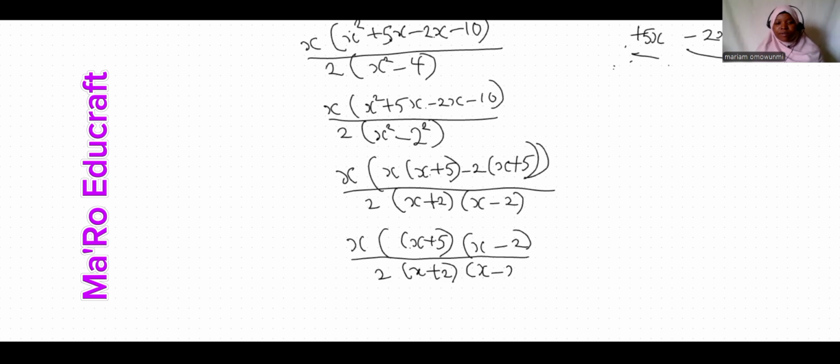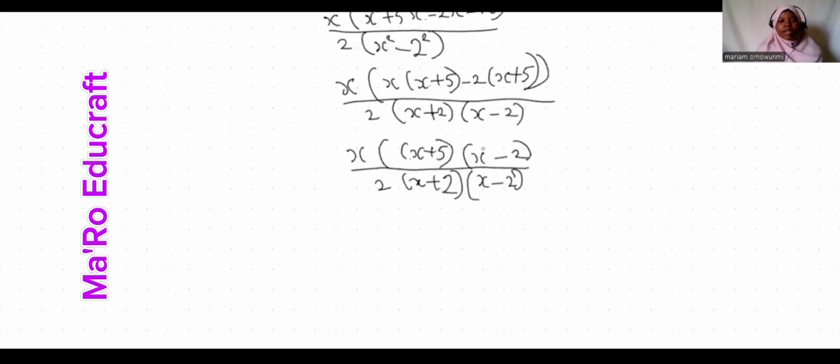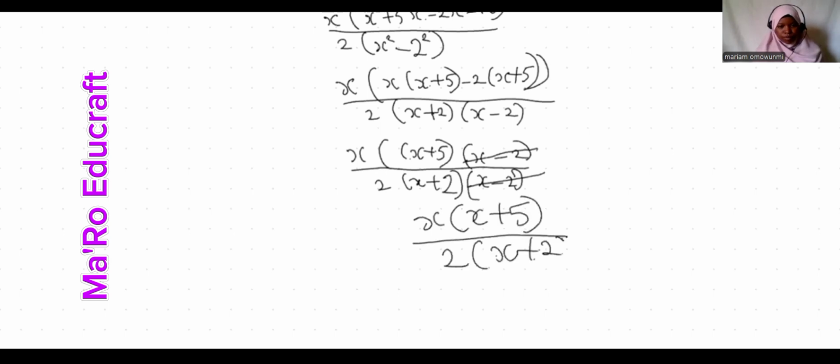If you look at it very well, between these brackets is multiplication. So x minus 2 cancels x minus 2. We're left with x, open bracket, x plus 5 over 2, open bracket, x plus 2. Answer is x, open bracket, x plus 5 over 2, open bracket, x plus 2. And that is option B.